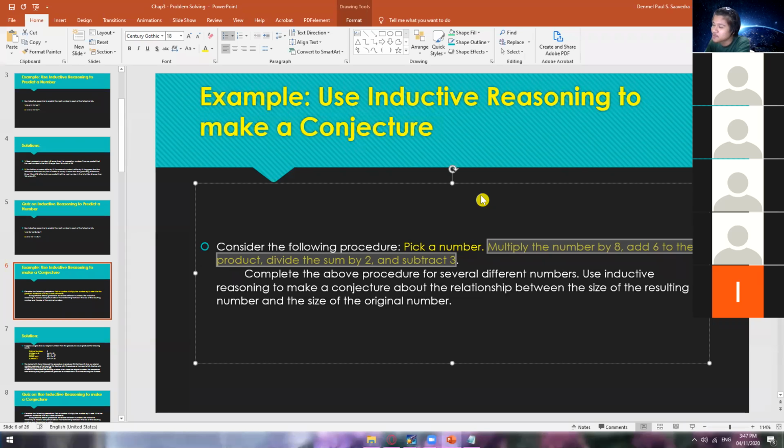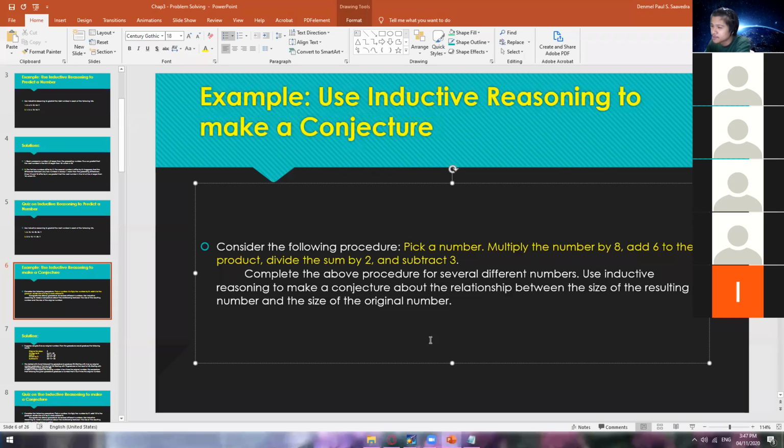Very fast. Good for you, Mr. Patkagan. How about the others? You guys have the same conjecture? The result will always be 4 times the original just by following these 5 steps.